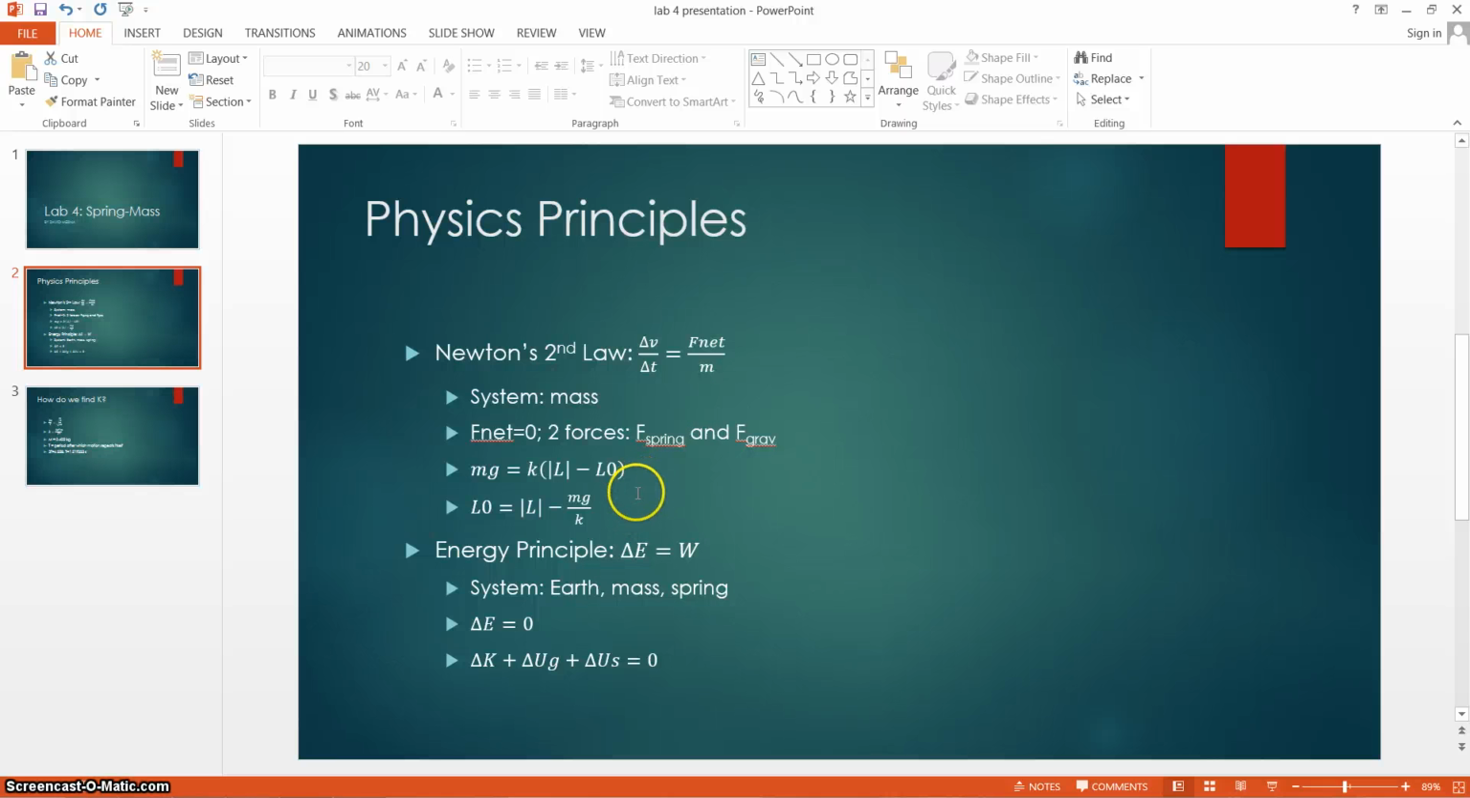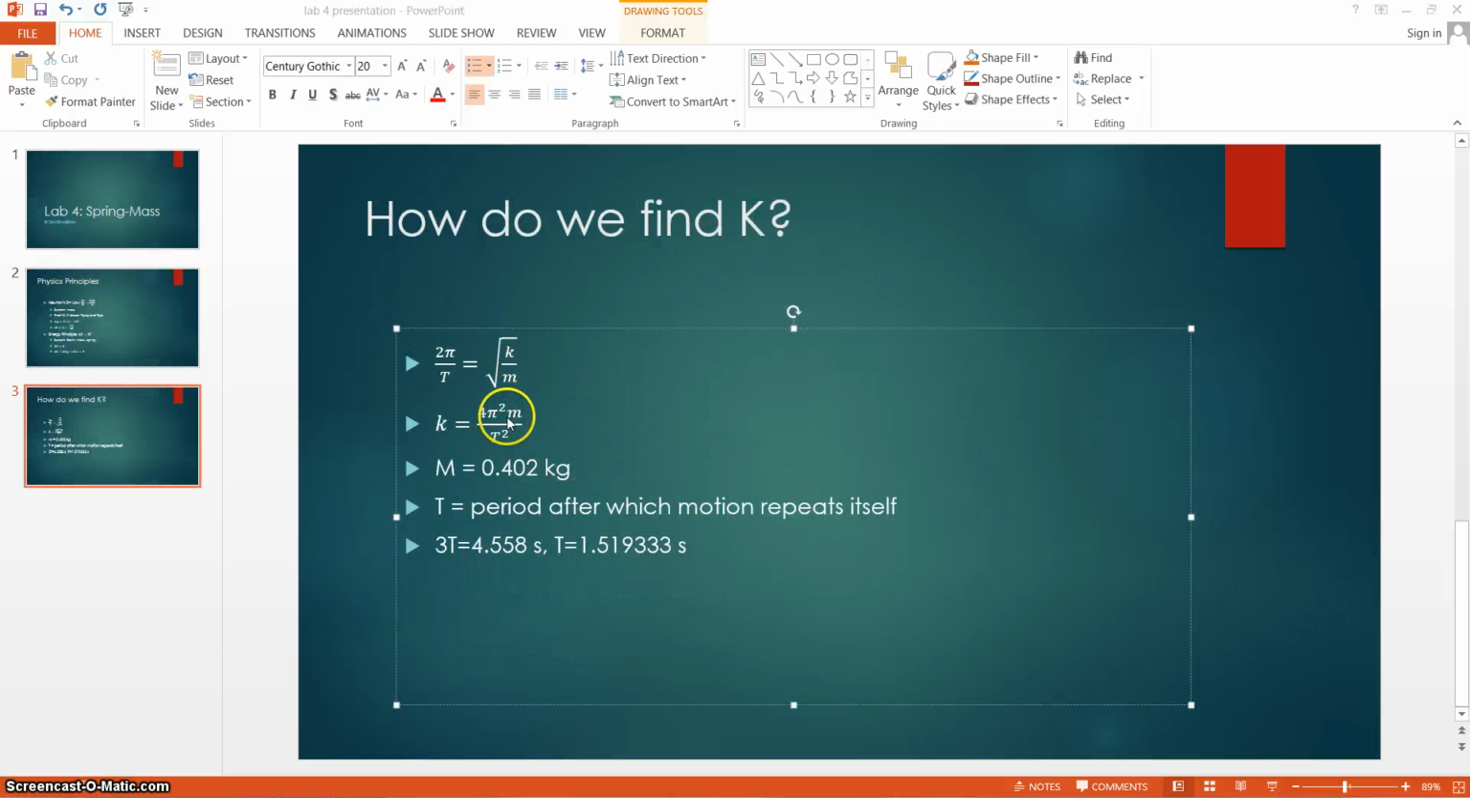However, we do not know the value of K, the spring constant. In order to find K, we must draw upon the fact that the angular frequency, or 2 pi over T, is equal to the square root of the spring constant divided by the mass. From here we can rearrange to solve for K. We know the mass of the object, but we need to find T, which is the period of time after which the motion repeats itself.